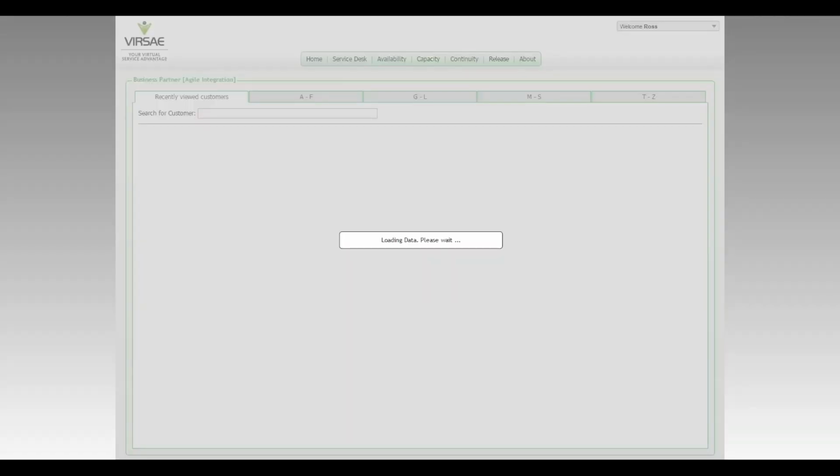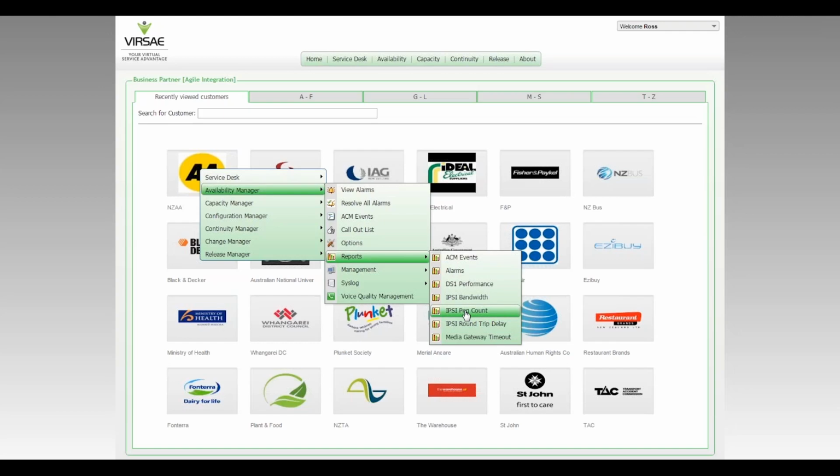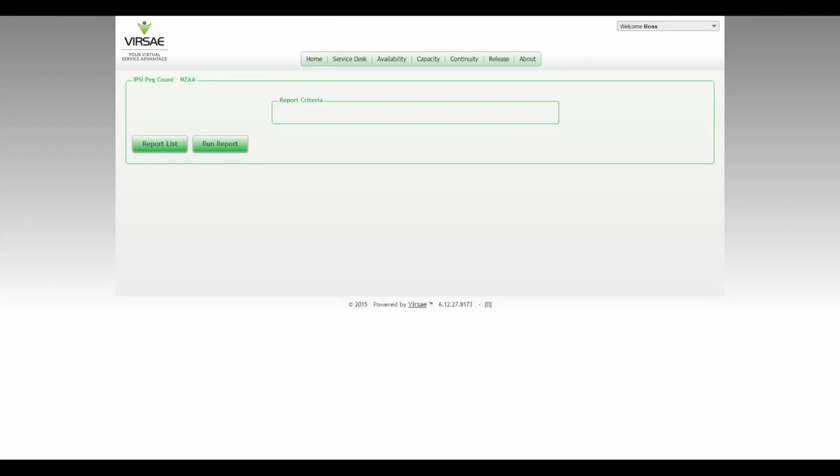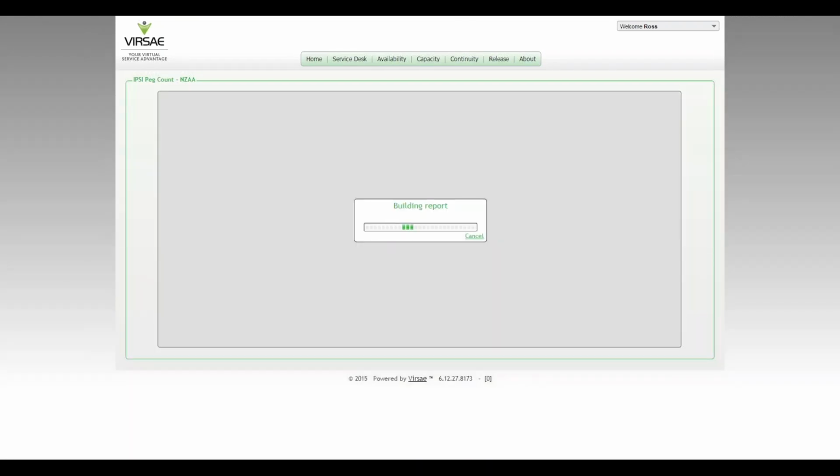Sticking with the signaling side, if we have a look at the IPSIs, again in Availability Manager, Reports, and into the IPSI peg count. The IPSIs in the VIA environments are really intolerant of poor network performance. If there were any network issues on the control network portion, in other words, between the communication manager and the port networks, we'll start to see that the IPSIs were having missed heartbeats and were registering peg counts.